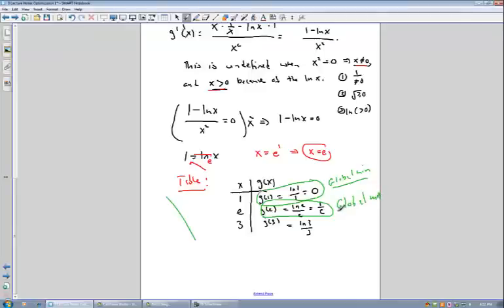Oops, I ran out of the page there. So that's my global max. All right, we can make that better, I guess.